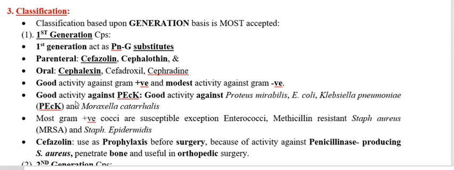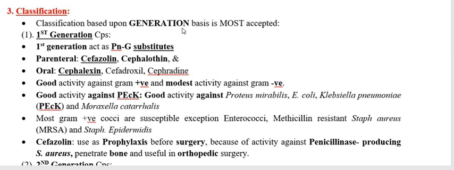classification of the cephalosporins. Cephalosporins are classified on a generation basis, and this is the most accepted classification. There are 5 types of cephalosporin. The fifth one is newly introduced, and you will find it in the new edition of the book. What is the interesting property that the fifth generation cephalosporin has?